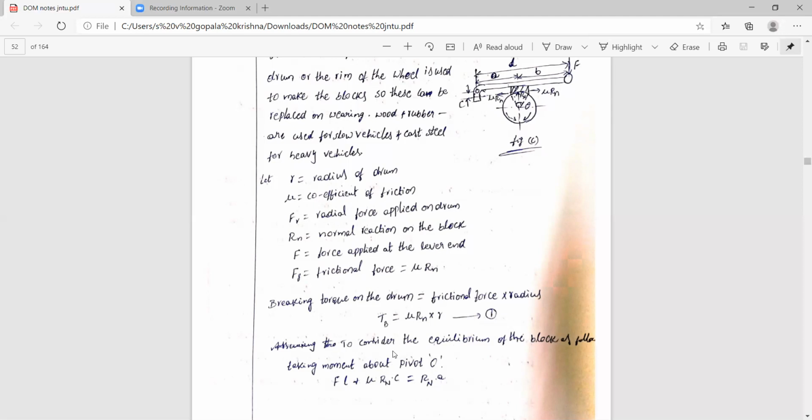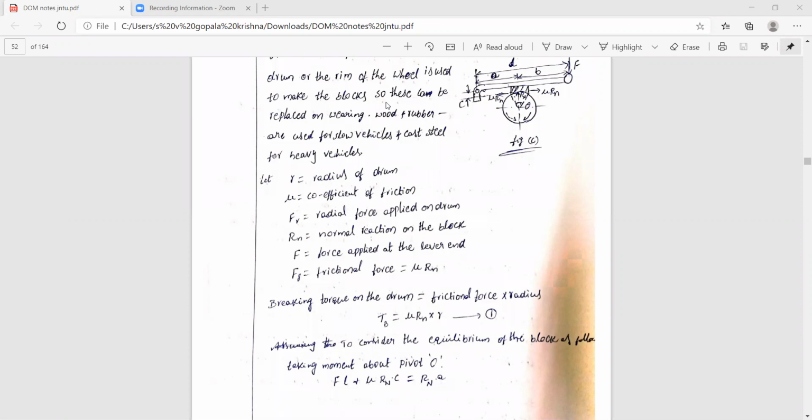Now we consider the equilibrium of the block. From the equilibrium condition point of view, taking moments about pivot C, what are the forces there? F L plus mu Rn into c equals Rn into a.